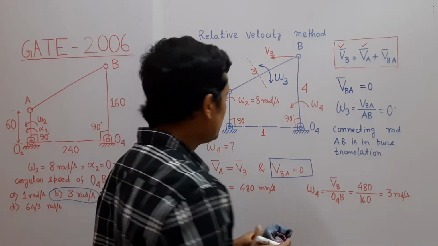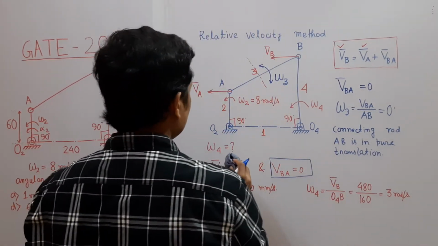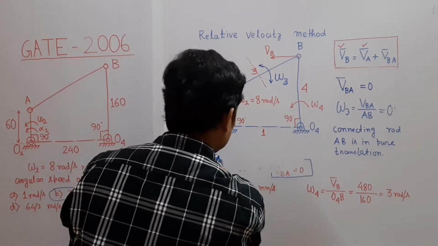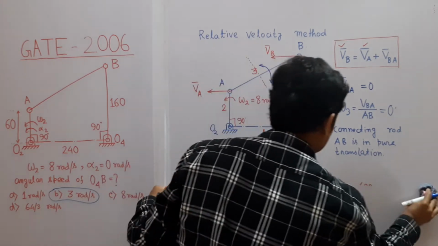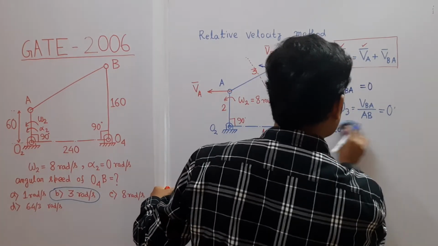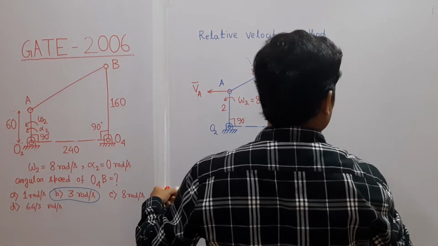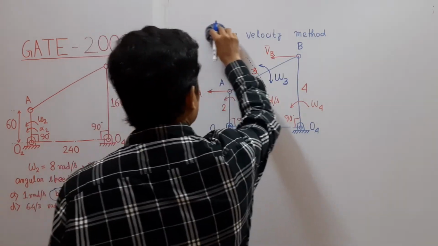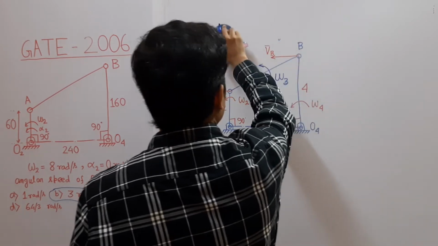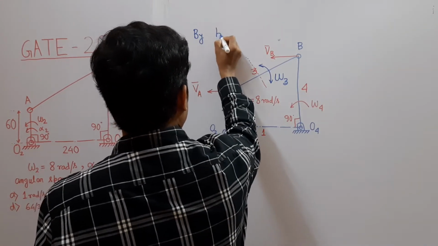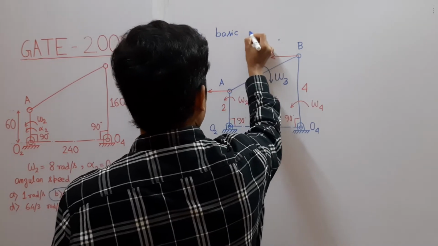So we have solved this by the relative velocity method. We can solve this in another way, that is using the basic concepts or basic principle. So we can solve this directly by using our basic concepts. So let us do that. Let us solve it by basic concepts.